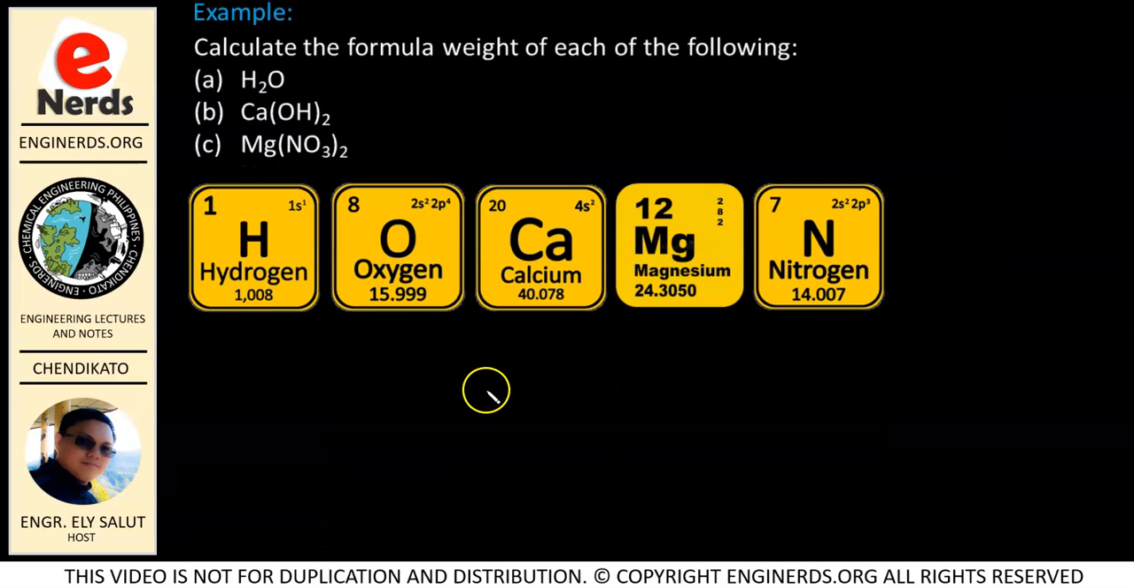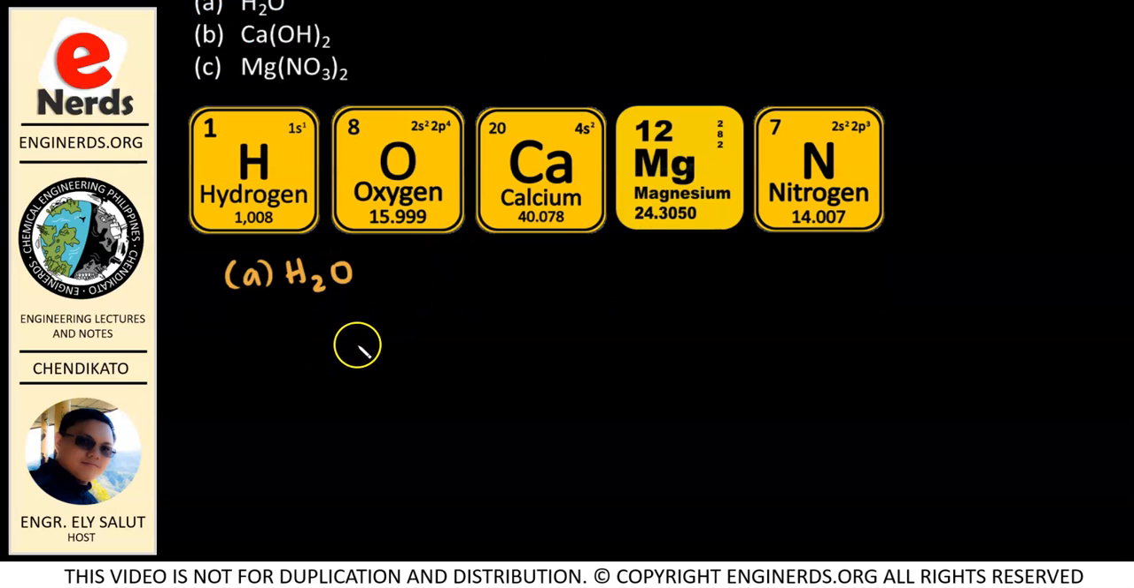So, simulan natin yung water. Okay, so for A, which is water. Okay, so first, let's determine kung ano-ano bang mga elements yung present sa atin dito. No? So, we have hydrogen, H, and we have oxygen. Okay, so now we need to determine the number of atoms na present, no? So, ilang atoms meron tayo ng hydrogen here? So, the symbol H represents the element hydrogen.